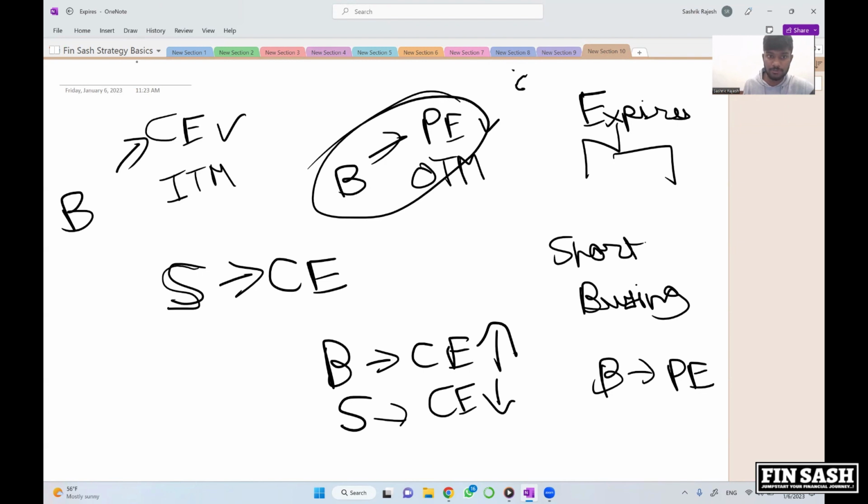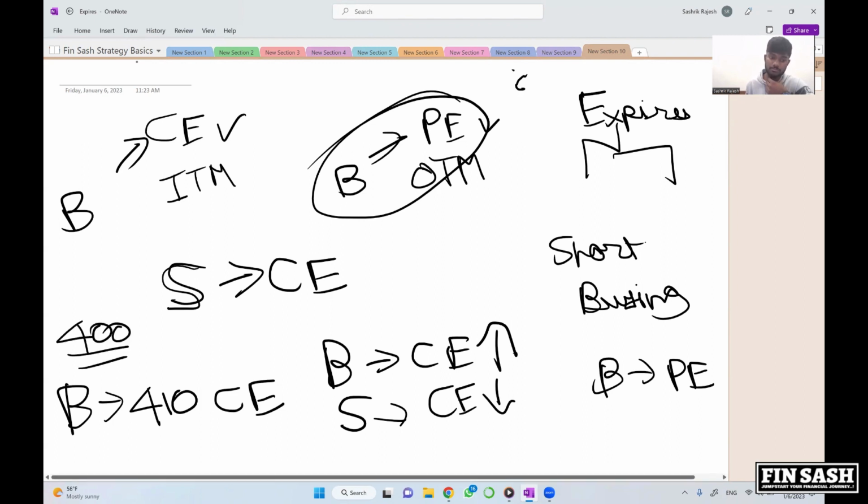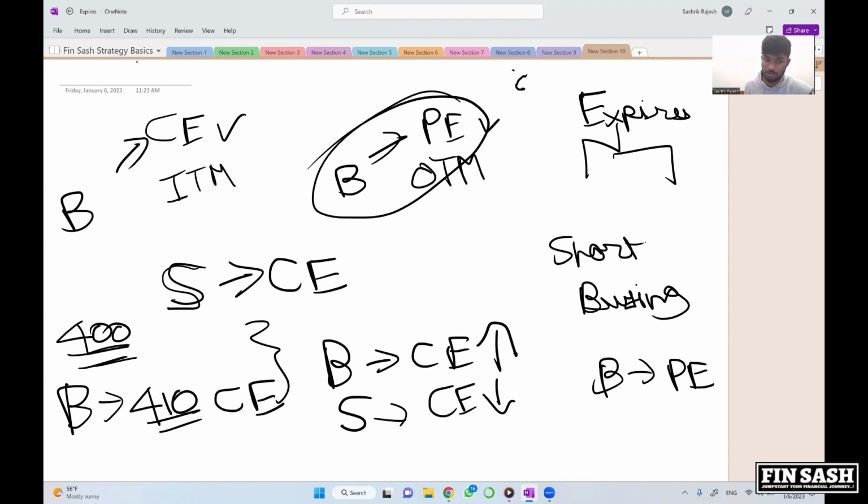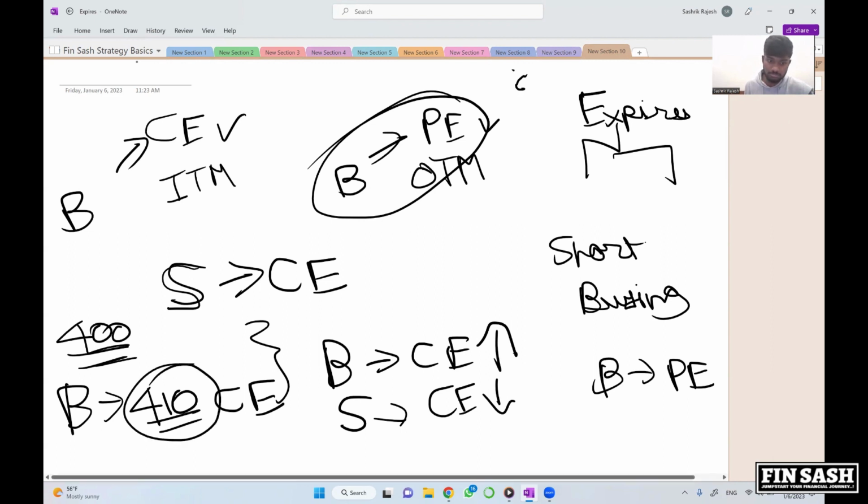So, for example, if we buy Tata Motors at 410 CE, right? And right now the price of Tata Motors is 400. Quick question, you guys tell me. Is 410 ITM or OTM? Is the condition true or false? False, right? Because is 410 below 400? No. So what is 410? It's an OTM option, correct?